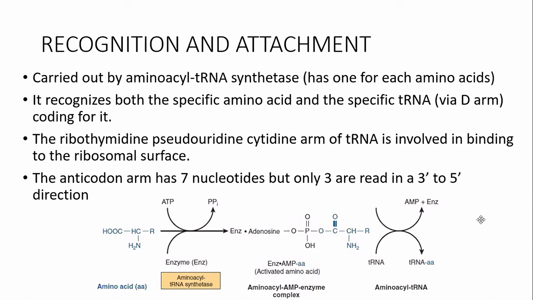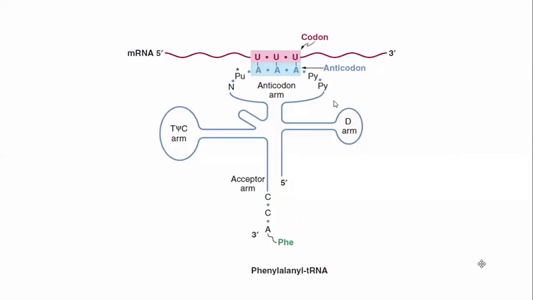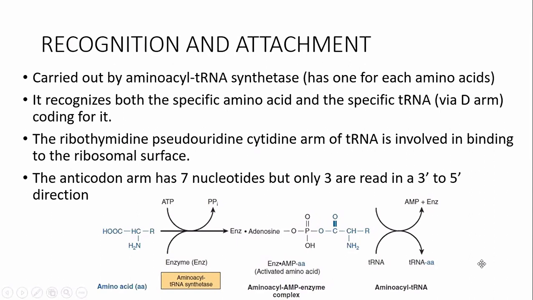The specific amino acid to be placed in your tRNA is recognized by your D-arm. Okay? Your ribothymine pseudouridine cytidine arm, ito siya. It binds to your ribosomal surface for stabilization. And sinabi ko nga, your anticodon arm has 7 nucleotides and they are read 3' to 5'. Your messenger RNA is read 5' to 3'. Your transfer RNA is read 3' to 5'.